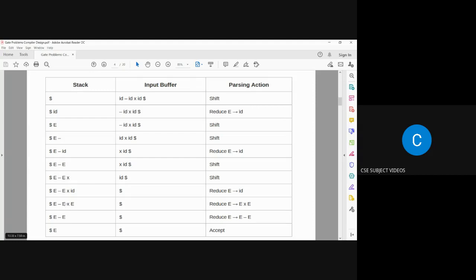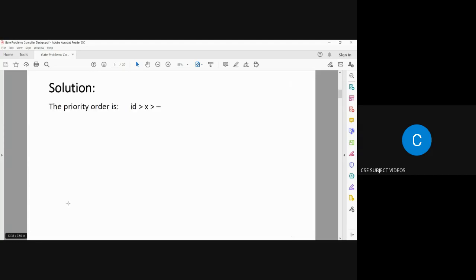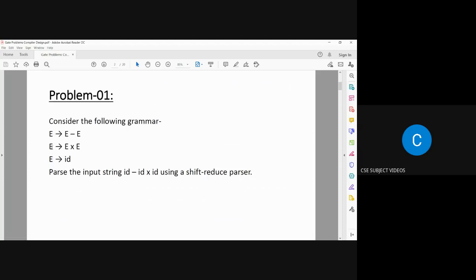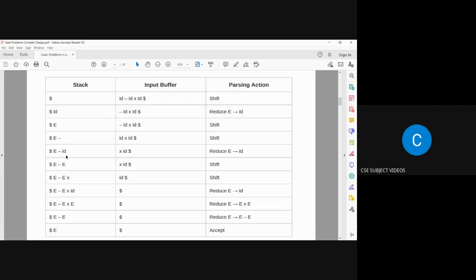With this, what are we doing? E into E. Coming to our production, E tends to E into E, so E into E is reduced to E. Okay, then what do we have? Dollar E minus E on top of the stack, and the input buffer has only dollar.